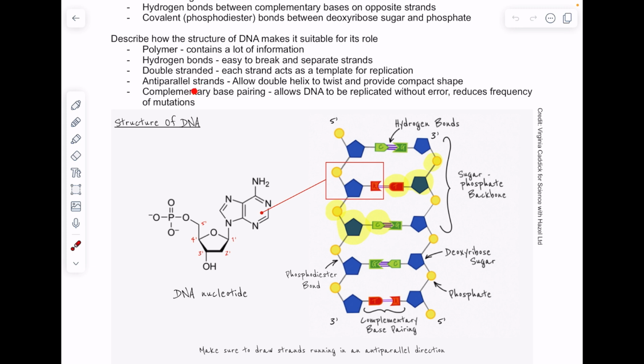The strands are anti-parallel, which means they run in opposite directions, and this allows the double helix to twist and provide a compact shape. That's important. We need it to take up very little room in our cells. And then finally, the complementary base pairing I mentioned allows DNA to be replicated without error, reducing the frequency of mutations. Remember, a mutation is a spontaneous and rare change in DNA.